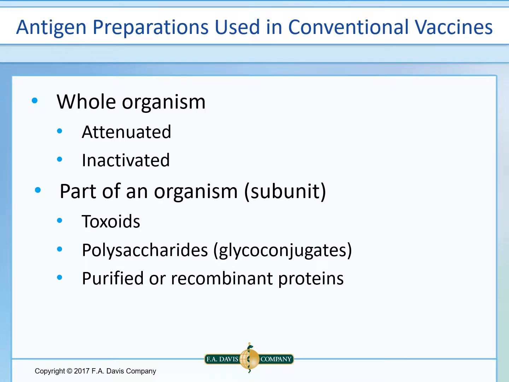We'll first talk about antigen preparations used in conventional vaccines. Conventional vaccines consist of different forms, either live attenuated microorganisms, inactivated microorganisms, or antigenic components of microorganisms, and these are called subunit vaccines. Attenuated and inactivated vaccines use the whole organism in their preparation, whereas subunit use part of an organism, so that may include toxoids from the organism, polysaccharides, or purified or recombinant proteins.